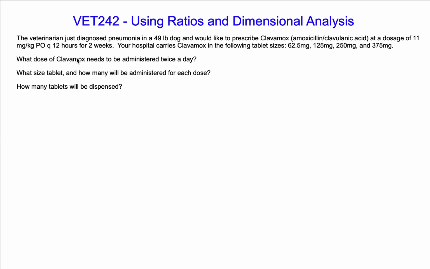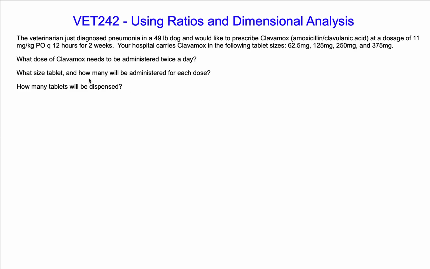Okay, so the veterinarian just diagnosed pneumonia in a 49-pound dog and would like to prescribe Clavamox. The generic of that is amoxicillin and clavulanic acid, a very common antibiotic used in small animal, at a dosage of 11 milligrams per kilogram by mouth every 12 hours for 2 weeks. So your hospital carries Clavamox in the following tablet sizes, and these are pretty typical. Most of your hospitals are going to carry these size tablets for Clavamox.